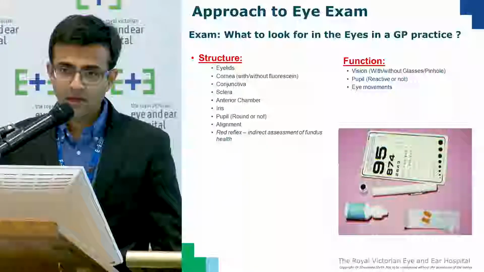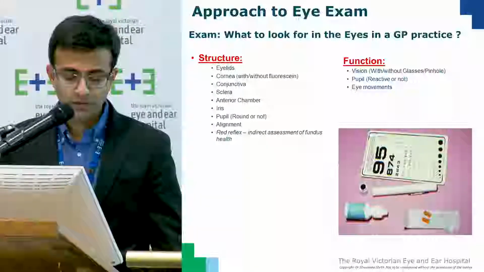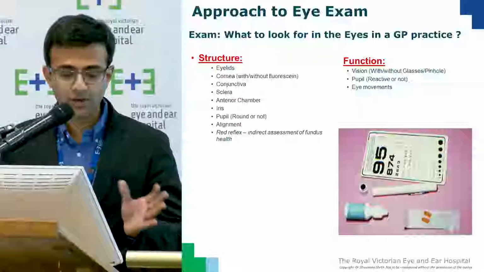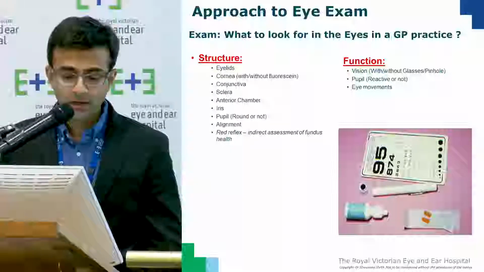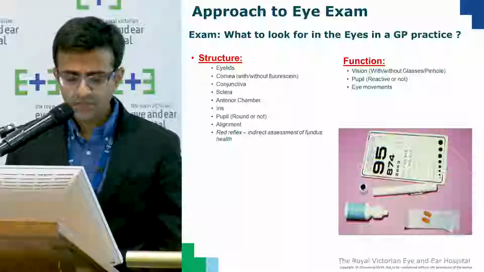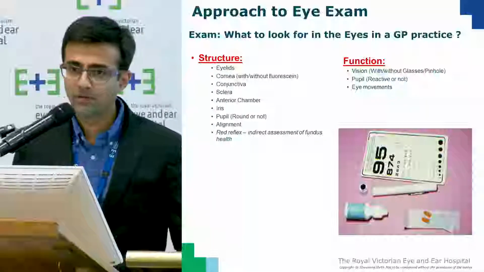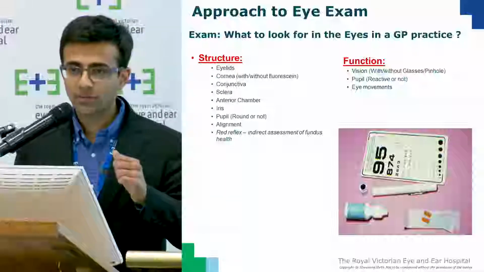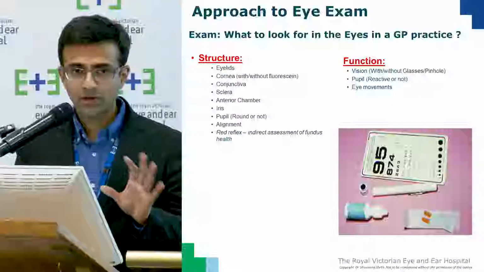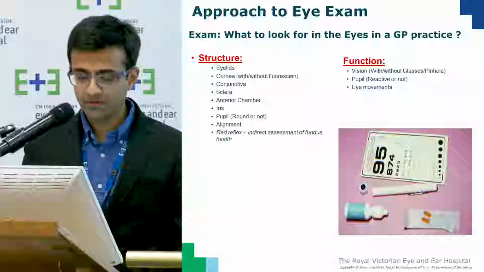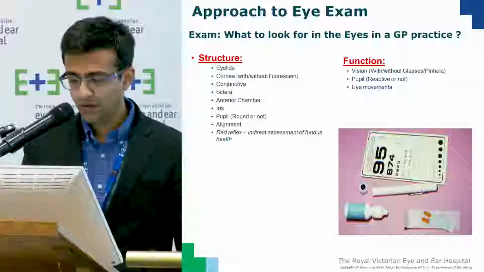The alignment is something else that you can train yourself to look at, because you could have good alignment or bad alignment that could be a marker for an underlying pathology as well. And a red reflex. A lot of people think of red reflex to be specific to pediatric ophthalmology, but you can actually look at red reflex even in adults, and that gives you quite an indirect assessment of how their fundus health is, which I'll come to later.